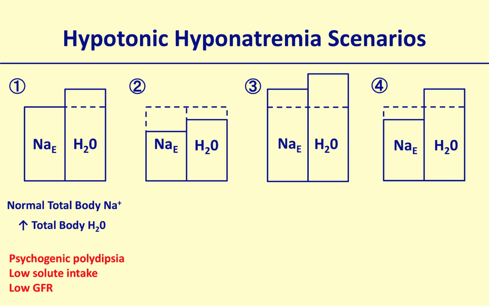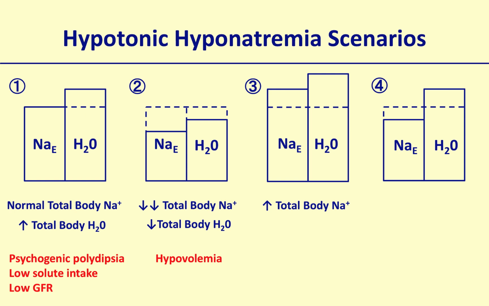Scenario number 2 is when the total body sodium is low and the total body water is also low, but total body water is a little bit higher than the total body sodium. The typical example for this is hypovolemia. Scenario number 3 is when the total body sodium is high and the total body water is high and higher than total body sodium. The typical examples for this are heart failure and cirrhosis.